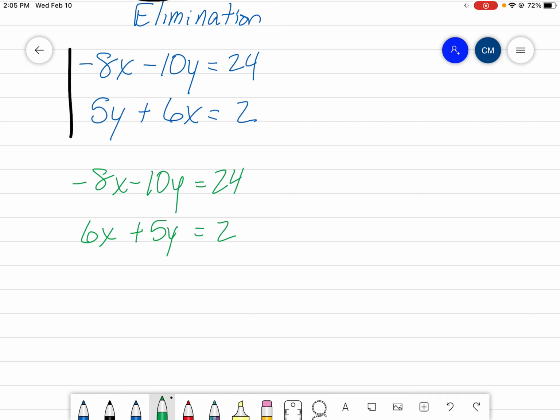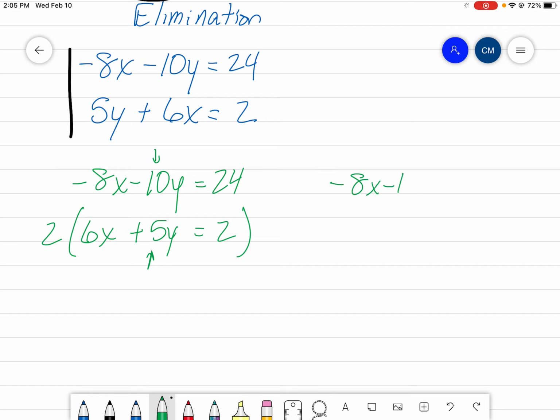Now looking at it, we want to do the least amount of work possible. Is there one equation that I can just multiply by a number so that when I add them together they cancel out? Up here I'm seeing a negative 10, and here I'm seeing a positive 5. So if I multiply the second equation by 2, those two would cancel each other out. So I'll multiply this entire equation by 2.